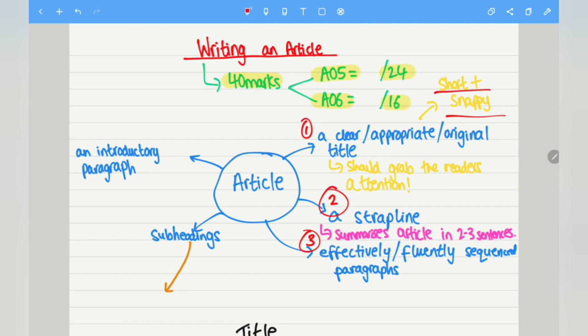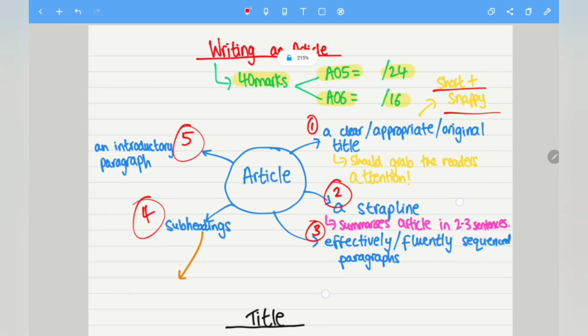Not only that, number 4, you must include subheadings. So subheadings again will give the readers an insight of what the paragraphs will be about. And of course, for number 5, you need to have an introductory paragraph where you state your viewpoint and the examiner is able to understand what your viewpoint is.